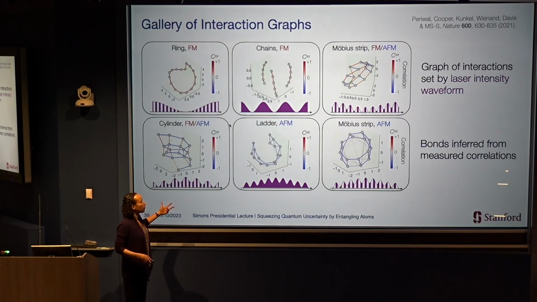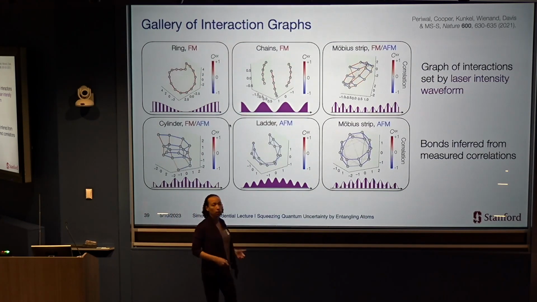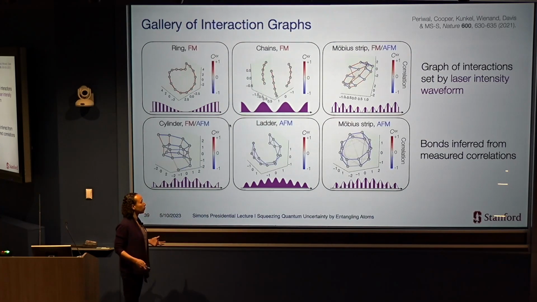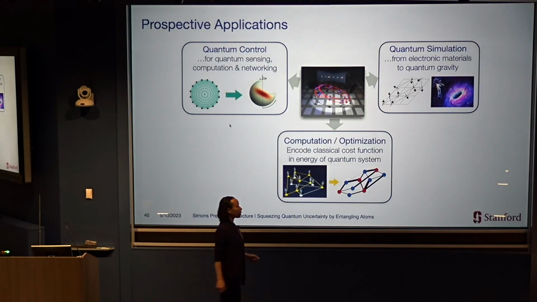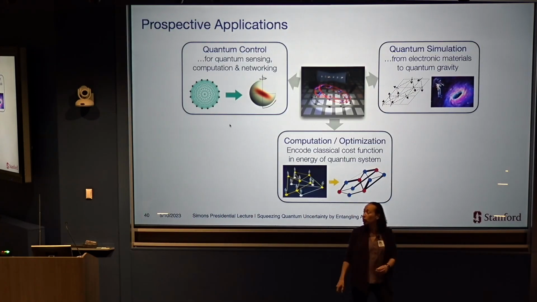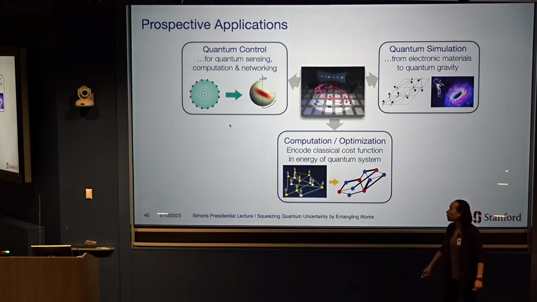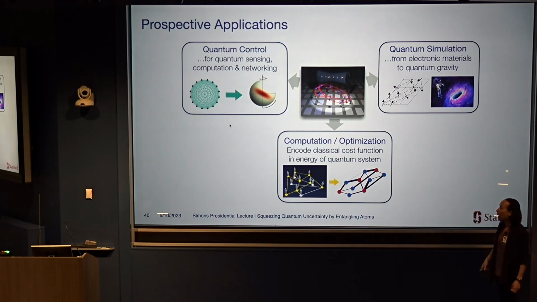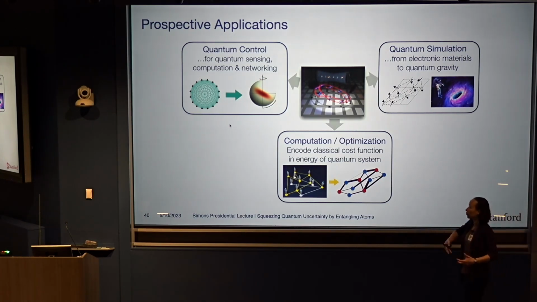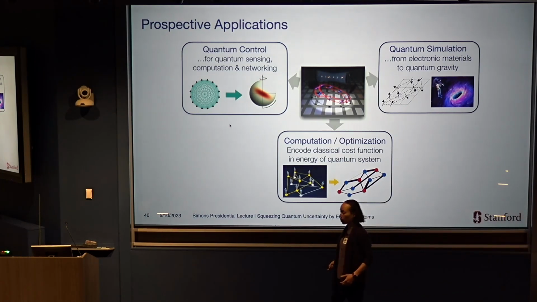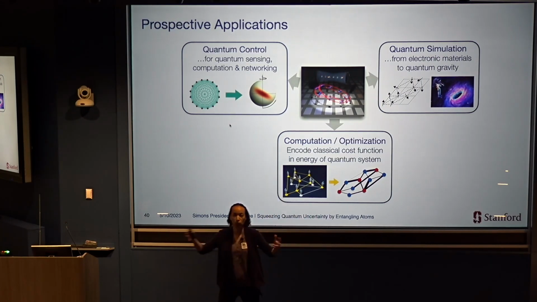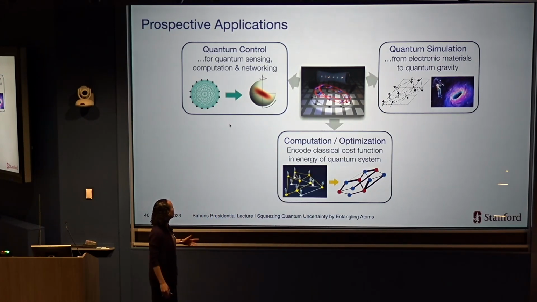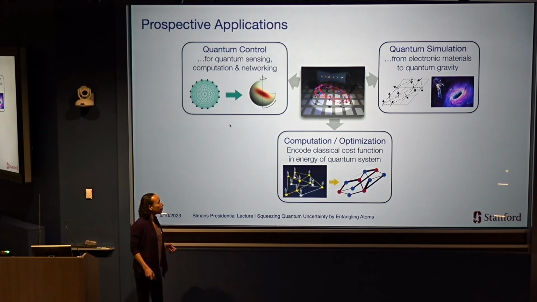These are a nice verification that we can program in a particular graph of interactions and measure the corresponding correlations in the physical system. OK, so what can we do with that? There are a few different directions that we're excited about taking this control. One is that having more programmability of entanglement opens up the possibility of going both to richer quantum sensing tasks, but also making potentially resources for computation.